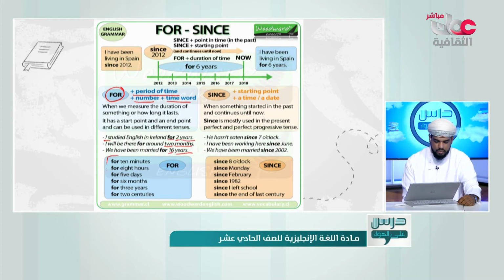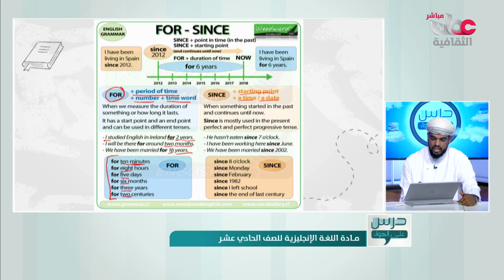And here are some examples: for 10 minutes, for 8 hours, for 5 days, for 6 months, for 3 years, and for 2 centuries. So we have numbers here, and here we have a time word. What about since? We use since with a starting point, or with a time and date.